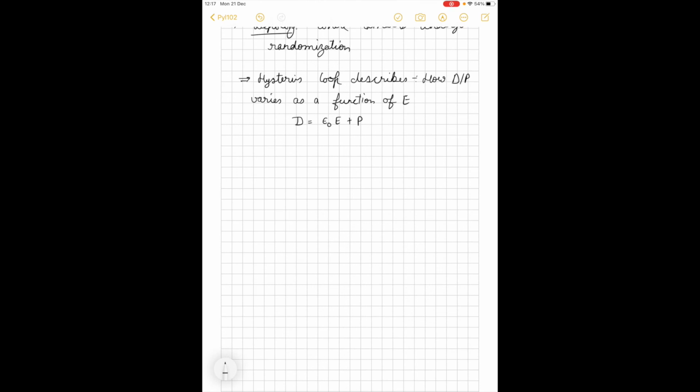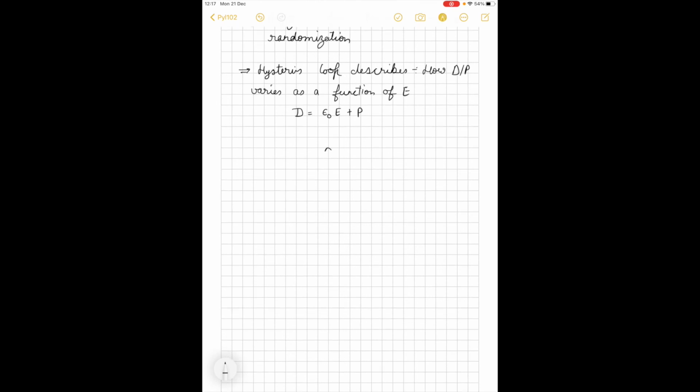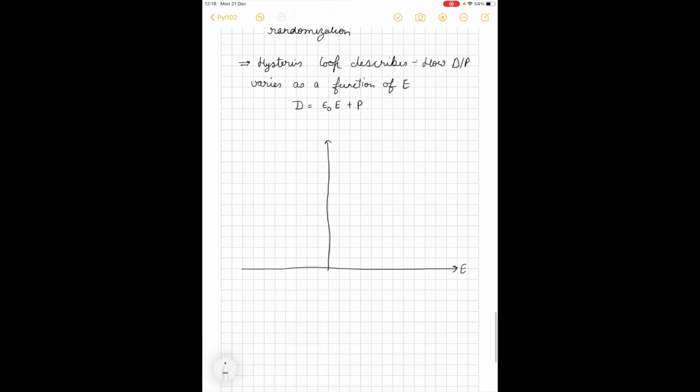Okay, so now let me plot the hysteresis loop. As I said, in a ferroelectric material, it doesn't matter whether I'm plotting D versus E or P versus E. So let me just say P versus E, because I'm going to label a few points. I want to include the negative x-axis also, so let's start from the origin.